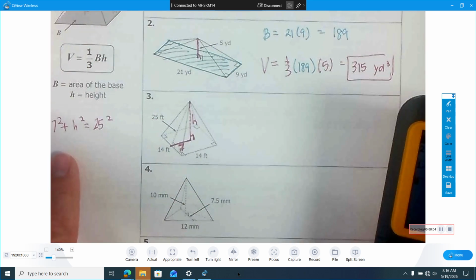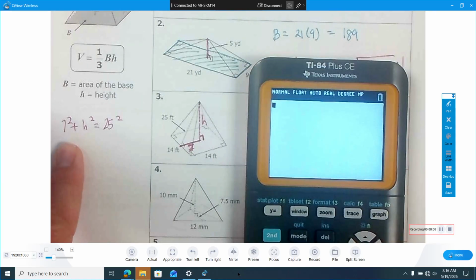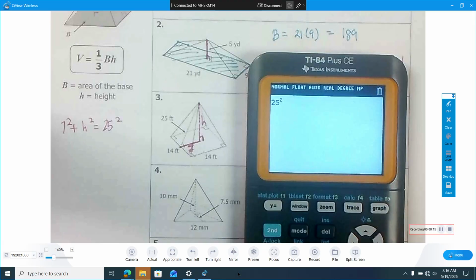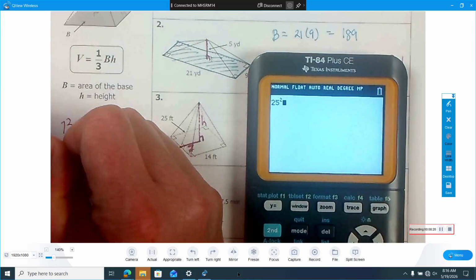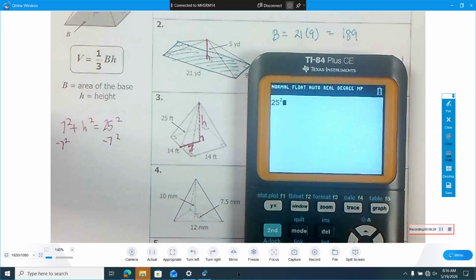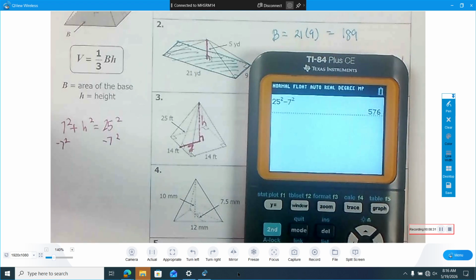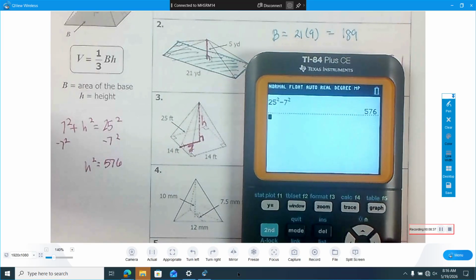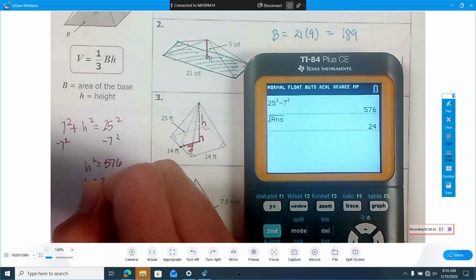So what do we need to do to solve for H? 7 squared plus 25 squared. No. Wait. So wouldn't it be like 25 to the power of 2 minus 7 to the power of 2? Yes. And then you do the rest? Yes, we need to subtract 7 squared, so 25 squared minus 7 squared. And then take a square root of both sides, and we get that the height is 24.